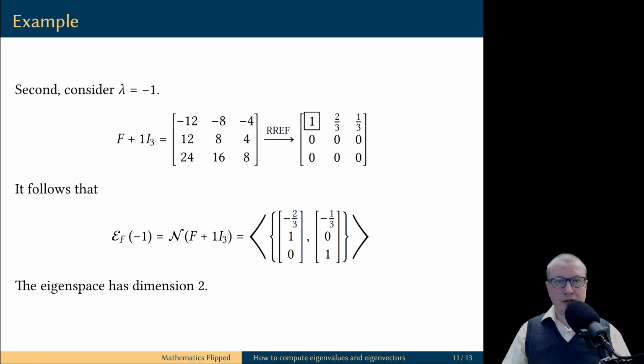So let me summarize the whole process. We start with a square matrix, and we would like to find its eigenvalues and eigenvectors. Step 1, we find eigenvalues of the matrix as roots of the characteristic polynomial of the matrix. Step 2, we take one eigenvalue at a time, and we compute the corresponding eigenspace as the null space. For each eigenvalue, you have to compute a separate eigenspace.